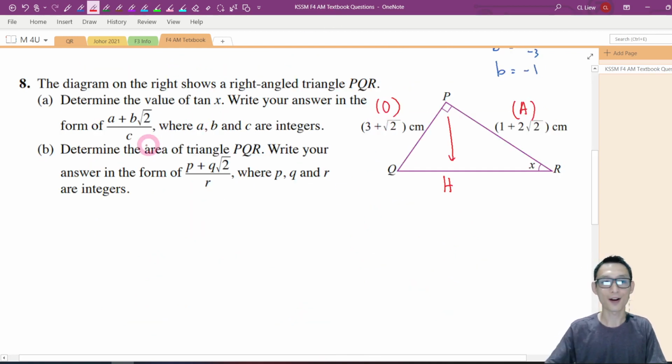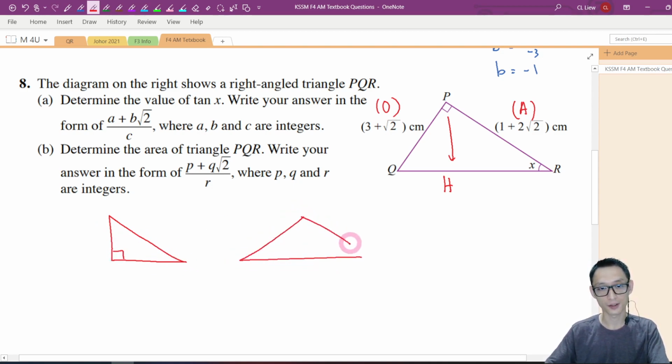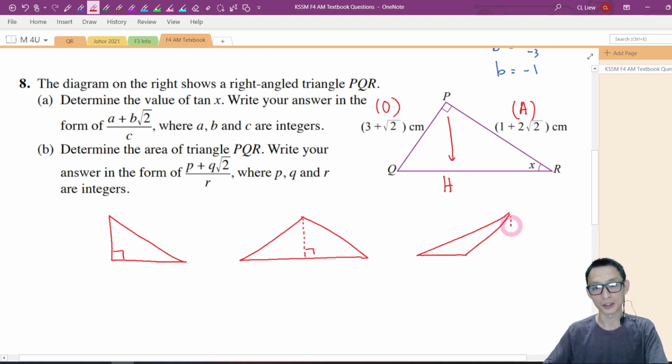Okay, let's go to the last part. Determine the area of the triangle PQR, and we want to write our answers in this form, where P, Q, and R are integers. So how do we find the area of a triangle? No matter what the triangle looks like, okay, let's do a quick revision. Like this, or this, or this one. Now this is the perpendicular height, and the perpendicular height of this triangle will be over here, and the perpendicular height of this triangle will be over here.